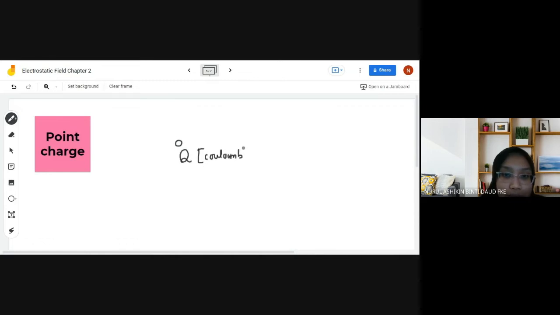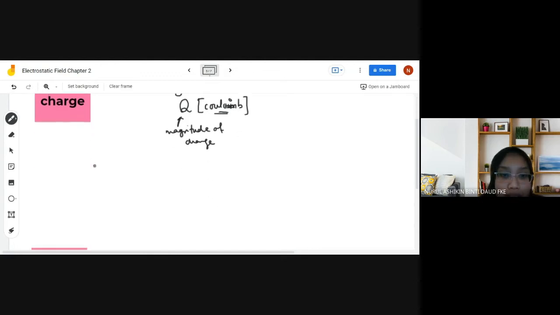Coulomb is spelled C-O-U-L-O-M-B. Q refers to the charge symbol, or the magnitude of charge, and its unit is called coulomb. Instead of writing coulomb, it can be simplified as C. So this is a point charge. It is very simple.